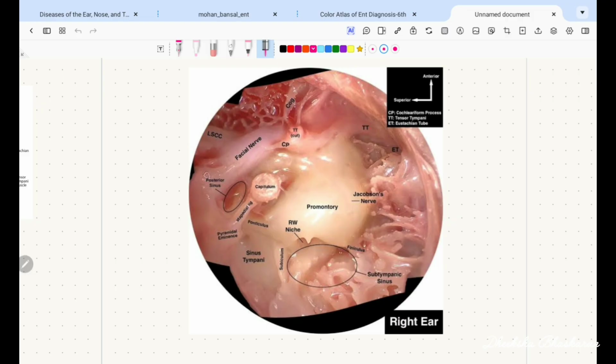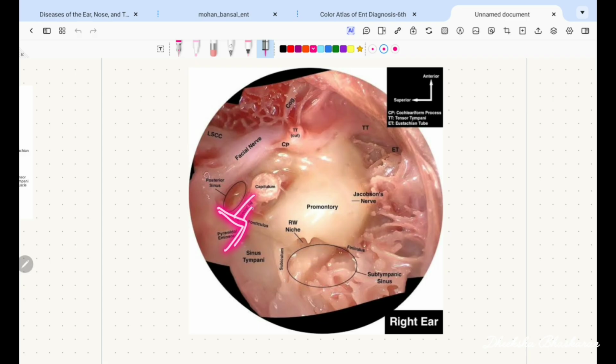Okay, so we have the promontory here. This is the medial wall. It has to be the medial wall. So we have the promontory here, and we have the facial nerve, which is running by the lateral semicircular canal, and this is the round window. So somewhere here should be the oval window, and this is the pyramidal eminence.